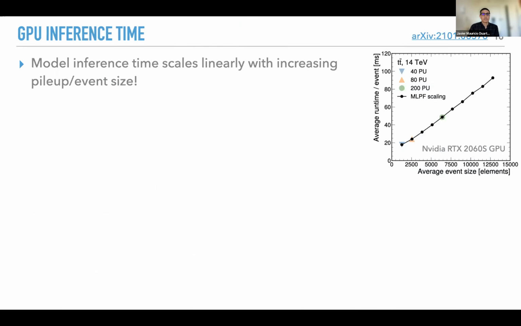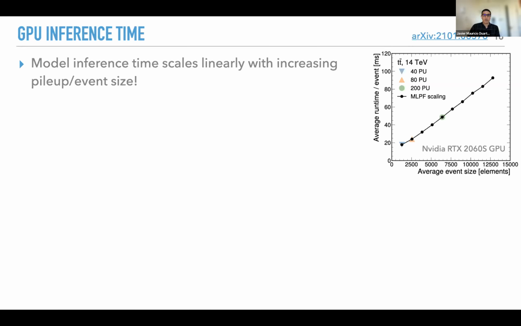But what I really want to get into is the scaling with the number of elements, because this is what we wanted to accomplish. We wanted an algorithm that is inherently parallelizable, and once you have a GNN, it kind of is. And so what we find is that the model inference time scales linearly with increasing pileup event size, which is not typically the case for the standard PF algorithm. It usually scales non-linearly or quadratically.